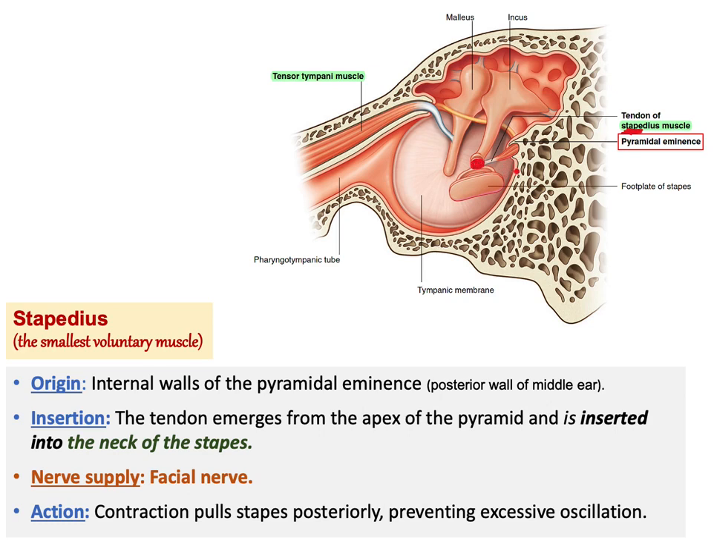So when it's contracted, it prevents excessive oscillation, right? And it dampens that vibration. So it dampens the stapes, and of course, ultimately the vibration. So the smallest muscle in your body is innervated by the facial nerve, which is not shown here. You can see a branch of it, but you cannot see it. I will show you in a couple of slides, right? So it's innervated by the facial nerve, a nerve called the nerve to stapedius muscle.